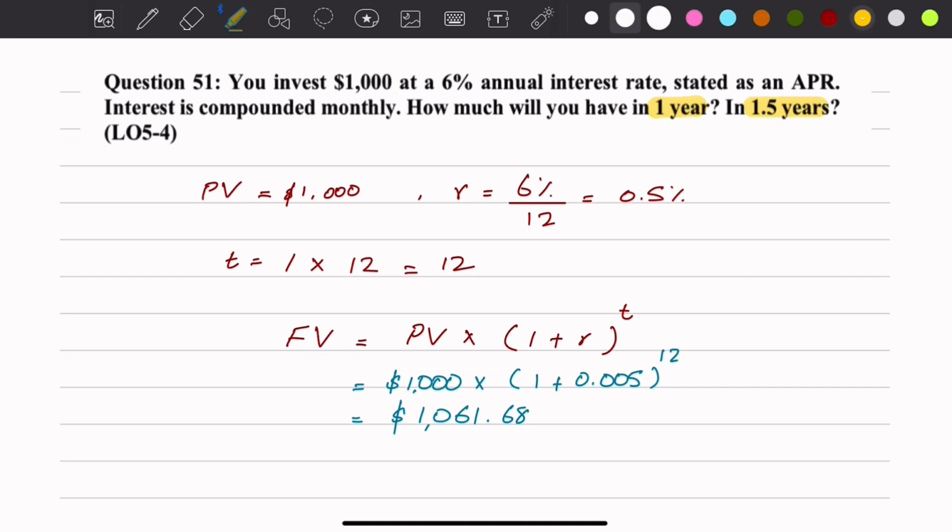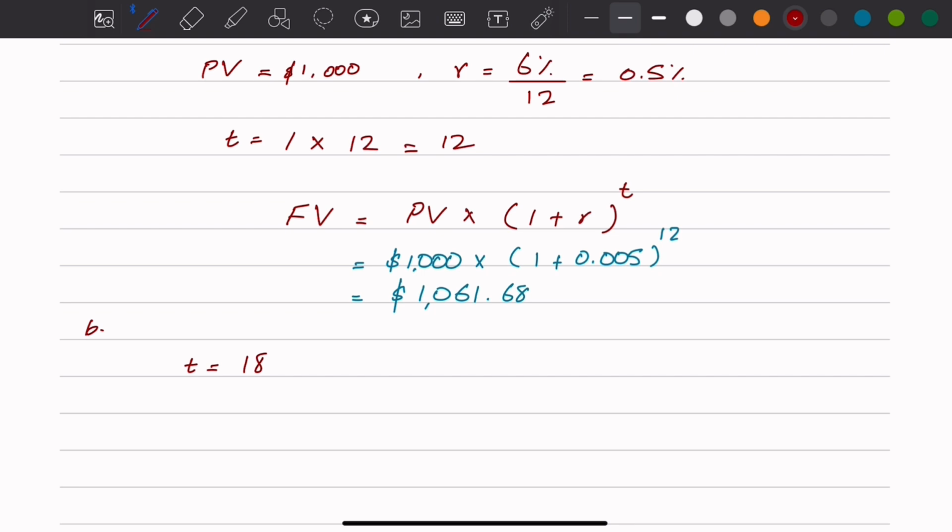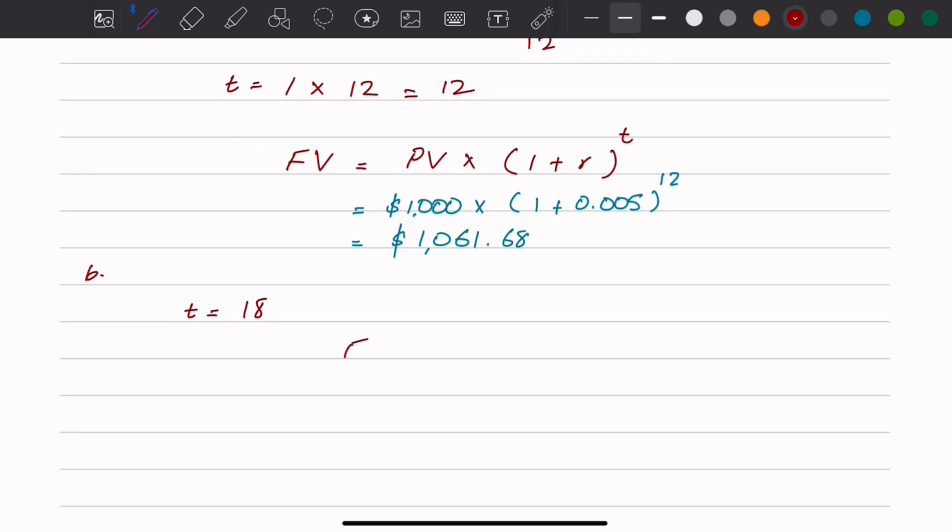Now let's look at 1.5 years. For 1.5 years, how many months are we going to have? We're going to have 12 months plus 6, which is half a year. So that's t equals 18. That's the only change. Again, using our formula, future value equals present value multiplied by 1 plus r to the power of t. That's $1,000 multiplied by 1 plus 0.005 to the power of 18 months.